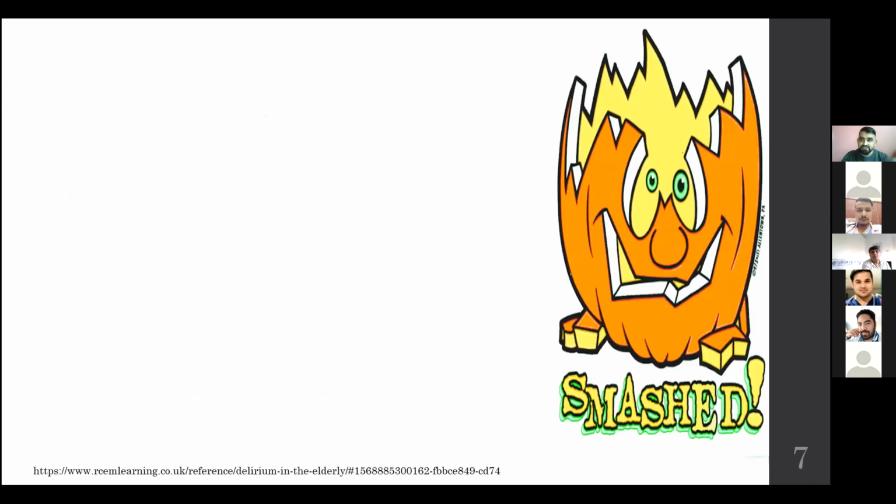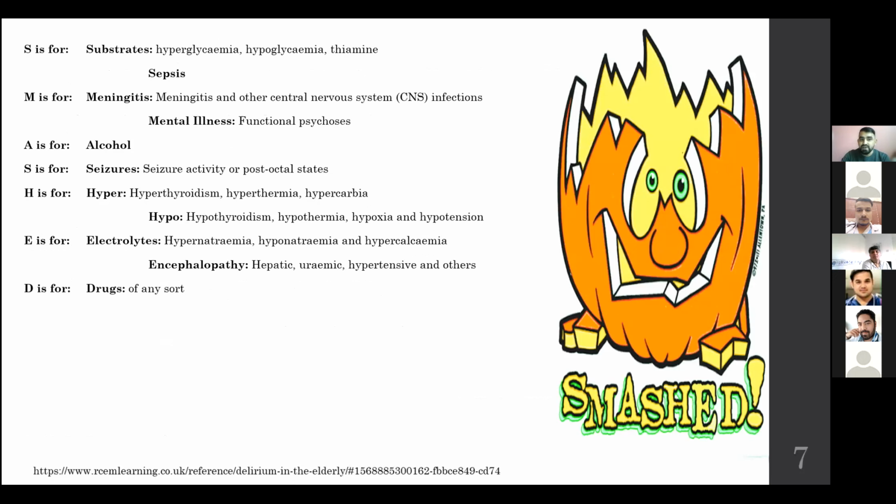Whenever we suspect delirium, let's remember SMASH. So what is this SMASH? S stands for substrate, like hyperglycemia, hypoglycemia, thiamine deficiency, and also sepsis. M stands for meningitis and other CNS infection, and also mental illness like functional psychosis. A stands for alcohol, S for seizure activity or postictal phase, and H for hyper and hypothyroidism, hyperthermia, hypothermia, hypercarbia, hypoxia, and hypotension.